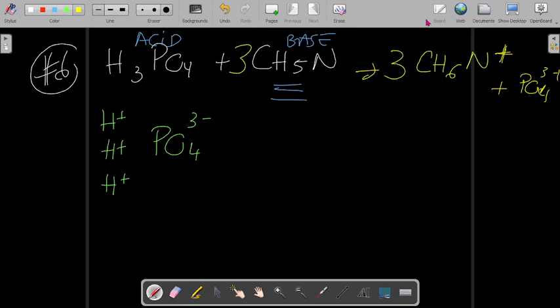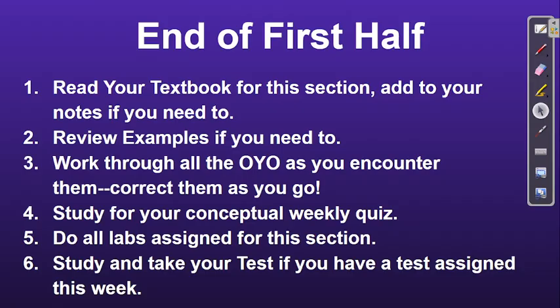Okay? Let's erase. Come see me during the week if you need to with questions. Review all the examples if you need to. Work through them on your own, and correct them as you go so you don't make the same mistake over and over. Study for your quiz. Do your lab. There's a lab. Ask questions if you need to, and study to take your test. And that's it. Have a good week.